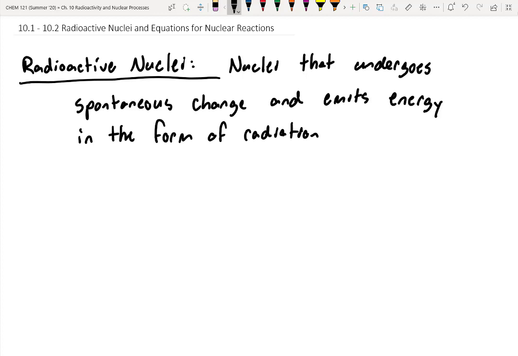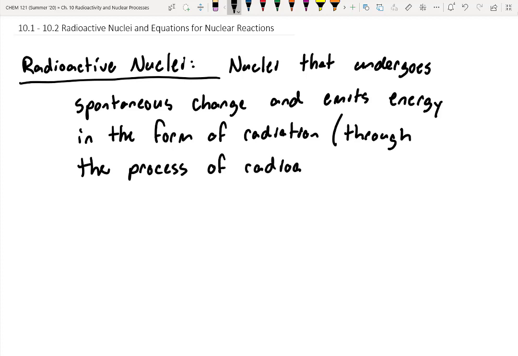And there's different types of radiation. We'll talk more about that in a few seconds here, but radiation can either be just pure electromagnetic radiation, or it can actually consist of particles as well. And this process is called radioactive decay.